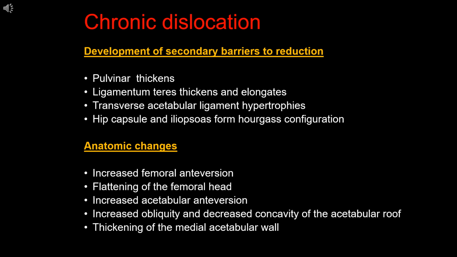Chronic dislocation leads to development of secondary barriers to reduction. The pulvinar thickens, ligamentum teres thickens and elongates, transverse acetabular ligament hypertrophies, and the hip capsule and iliopsoas form an hourglass configuration. Then anatomical changes also develop. Increased femoral anteversion is seen, flattening of the femoral head, increased acetabular anteversion, increased obliquity and decreased concavity of the acetabular roof, and thickening of the medial acetabular wall.